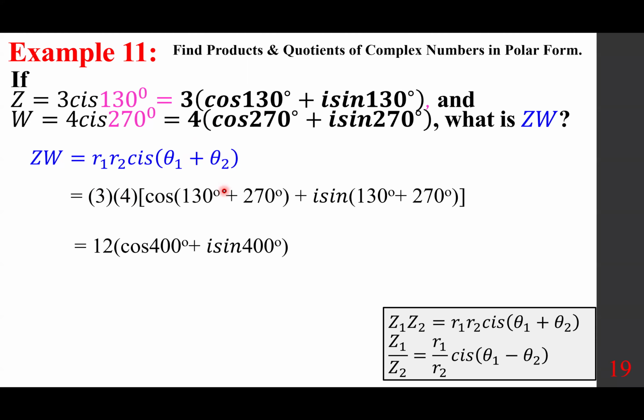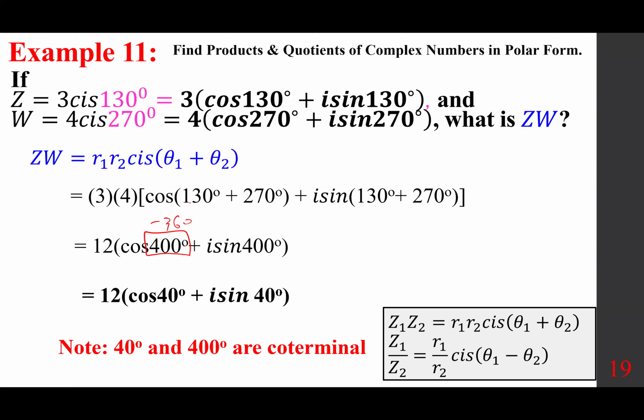Now, because 400 is larger than 360, if we subtract 360 or add 360, makes no difference. We subtract and we get 40. So note 40 and 400 are coterminal, 40 degrees and 400 degrees. So you can write it in this format or just write 12 cis 40. That might be easier or nicer to write. I don't know. You just figure out what shorthand notation works out fine.